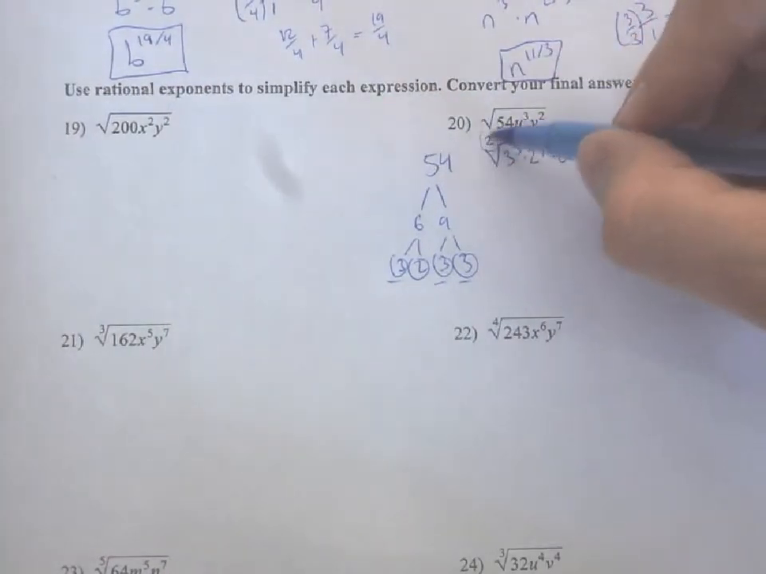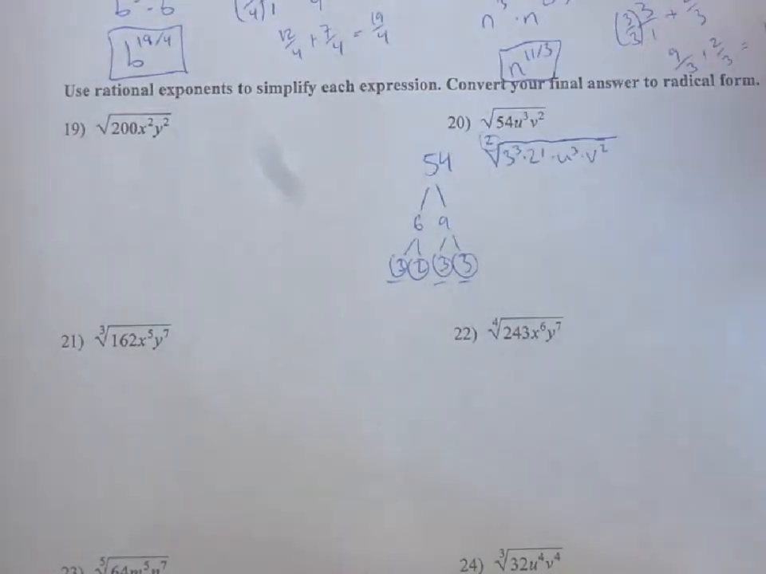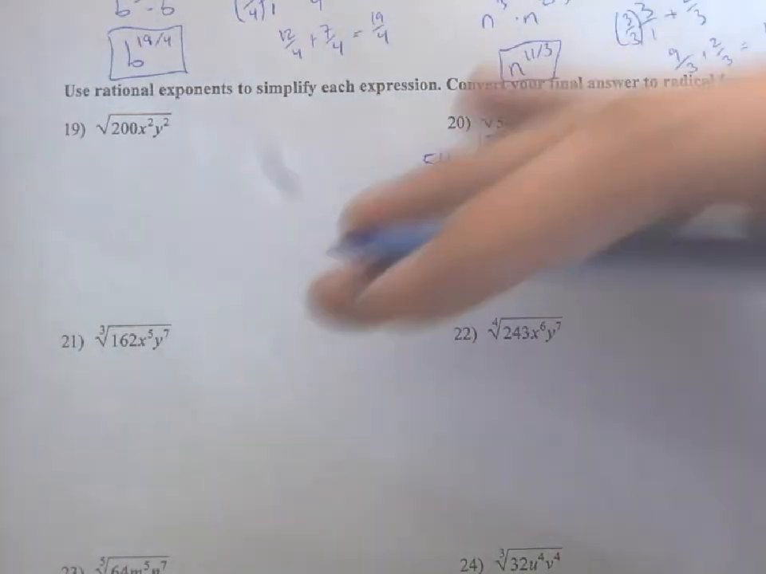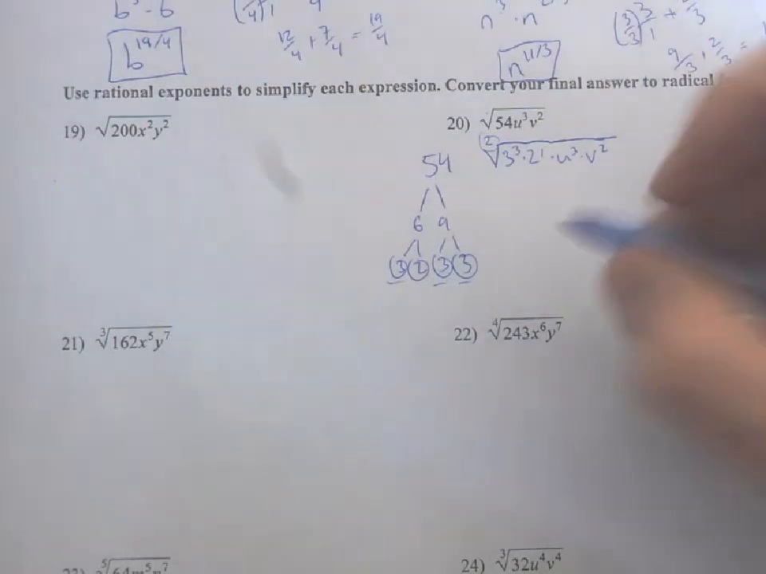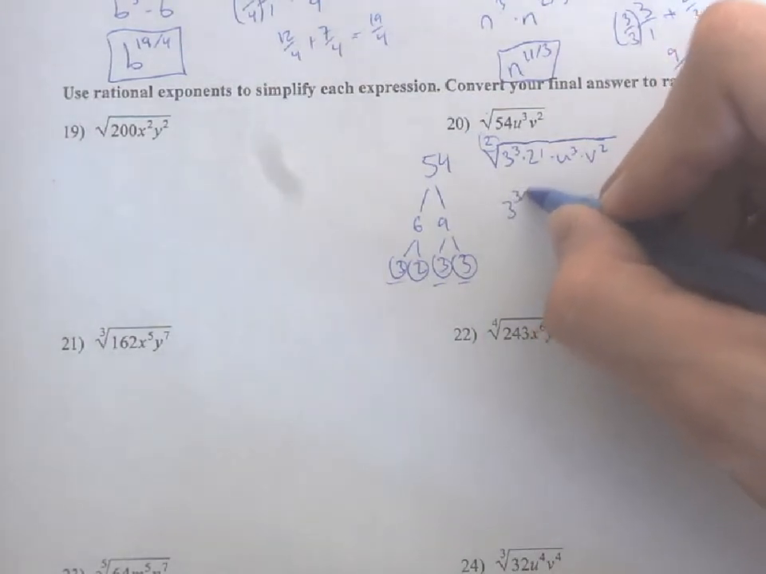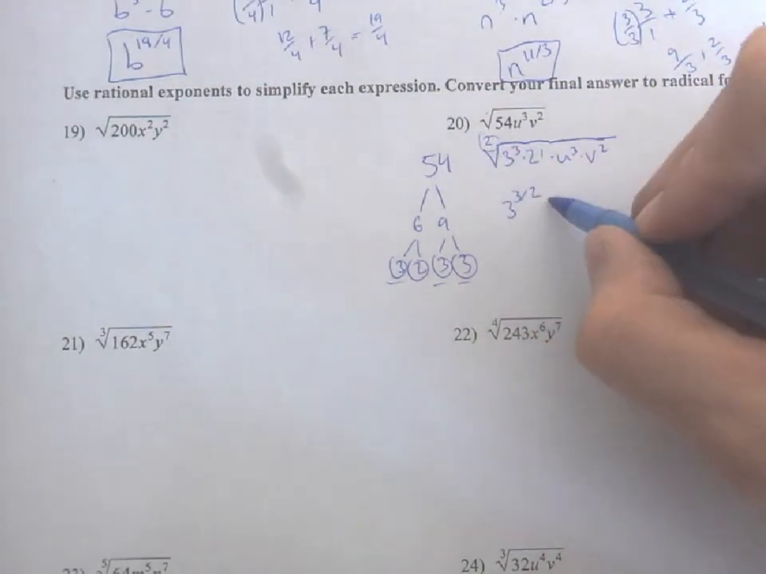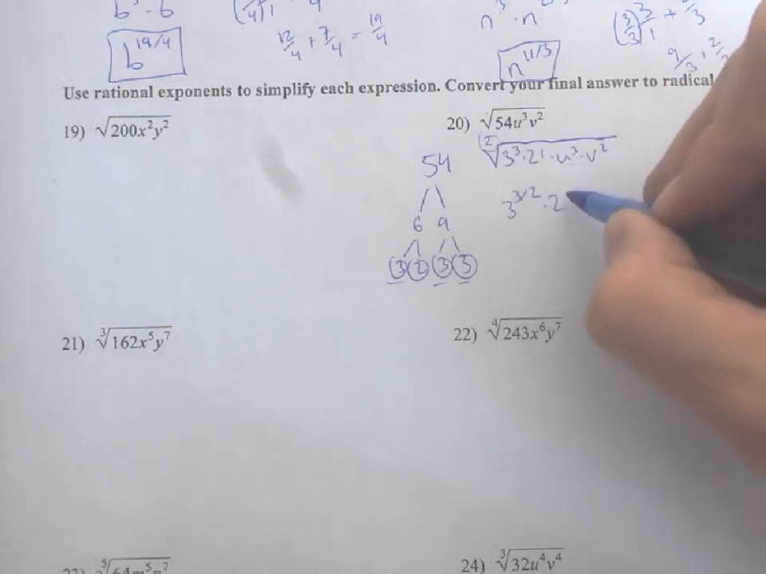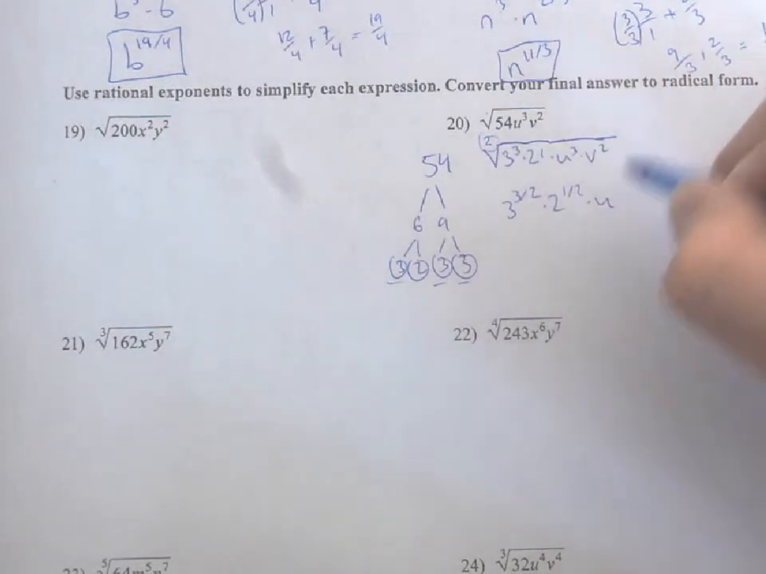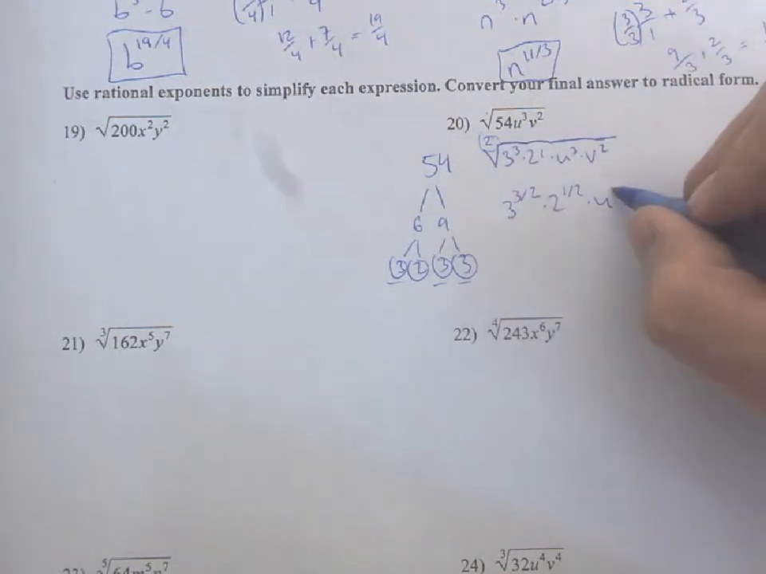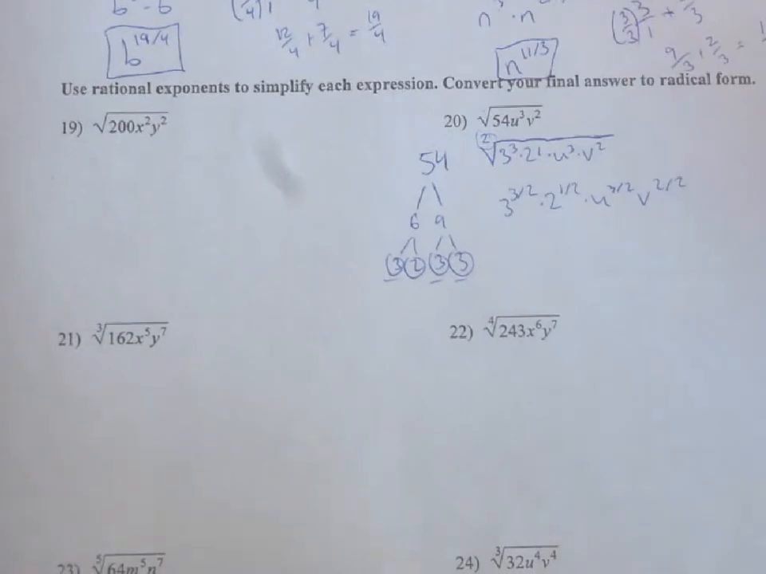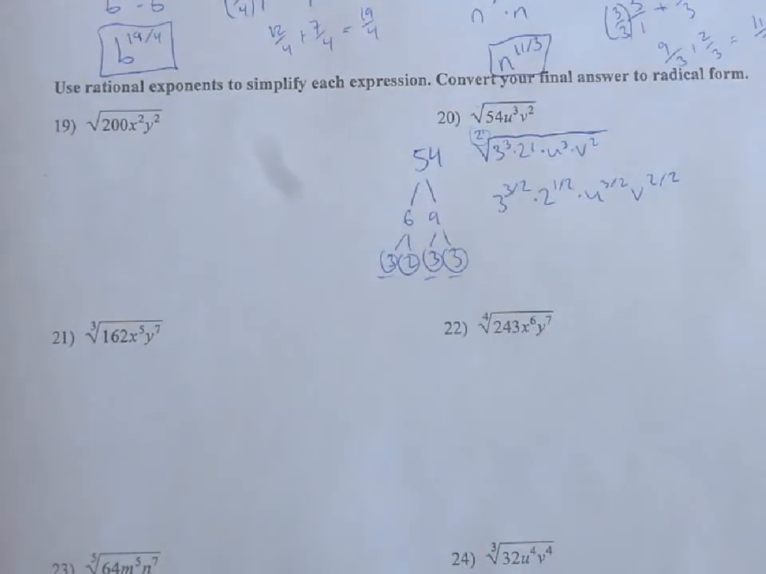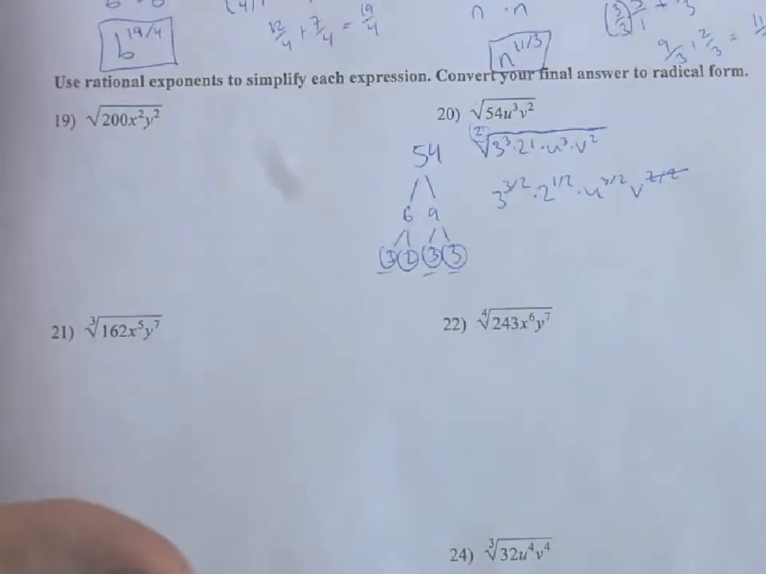Now this guy, the index, the invisible 2, that is actually the index number here, is the denominator for all of these guys. And the numerator is the power here. Okay? So I have 3 to the 3 over 2, and I have 2 to the 1 over 2, and I have u to the 3 over 2, and I have v to the 2 over 2. Okay? Now that it's in fraction form, you can see that some of these fractions are going to simplify, like 2 over 2, for example, that's just 1.